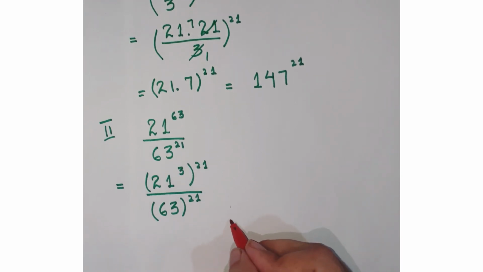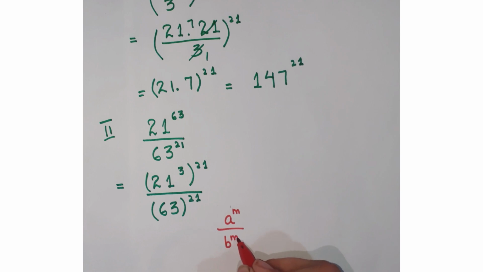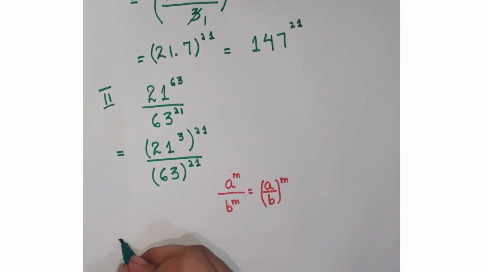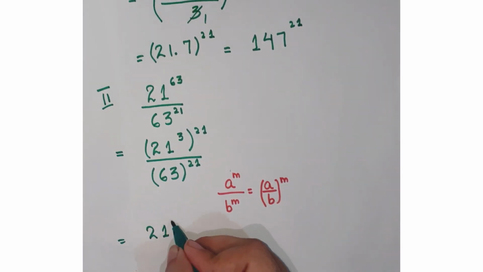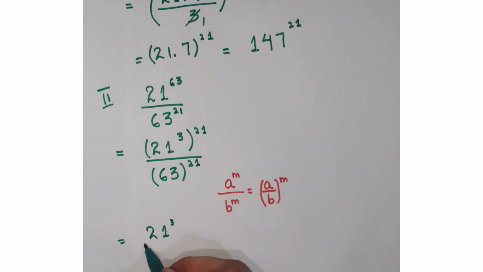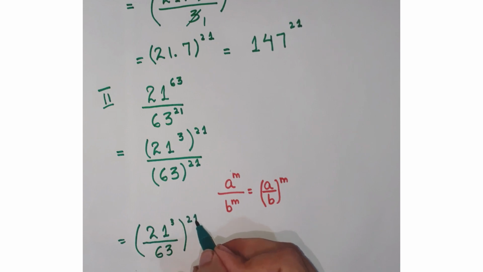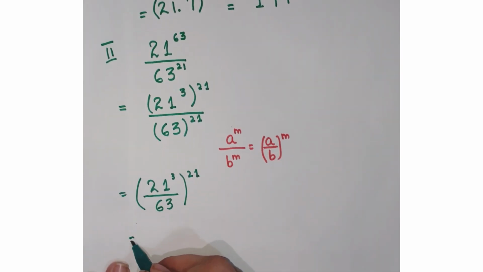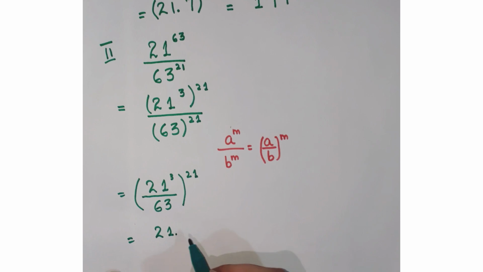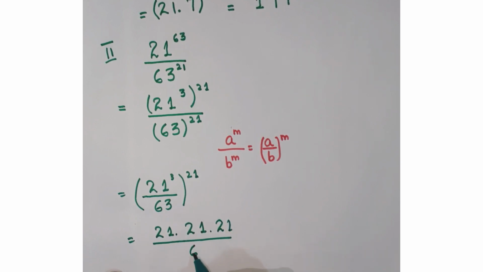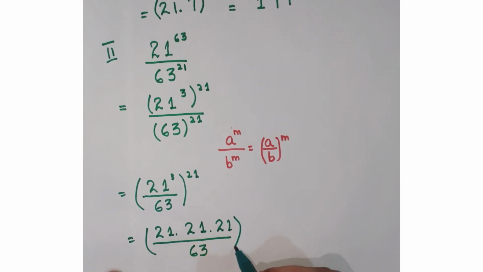As you know the algebraic identity that a to the power m upon b to the power m can be written as a upon b to the power m. So just write it as 21 cube upon 63 bracket 21. Now just split 21 into 21 dot 21 dot 21 upon 63 whole to the power 21.